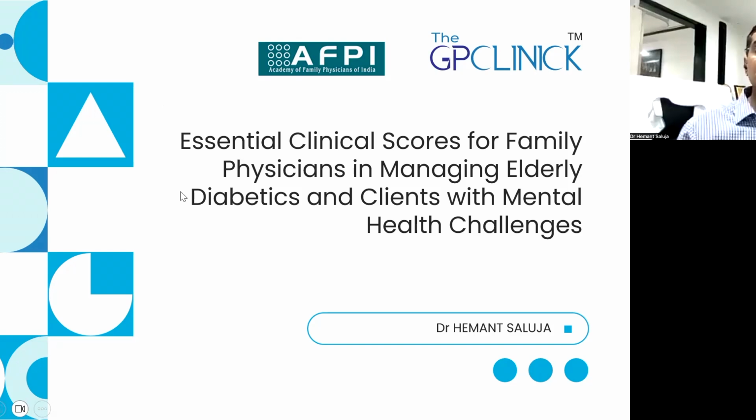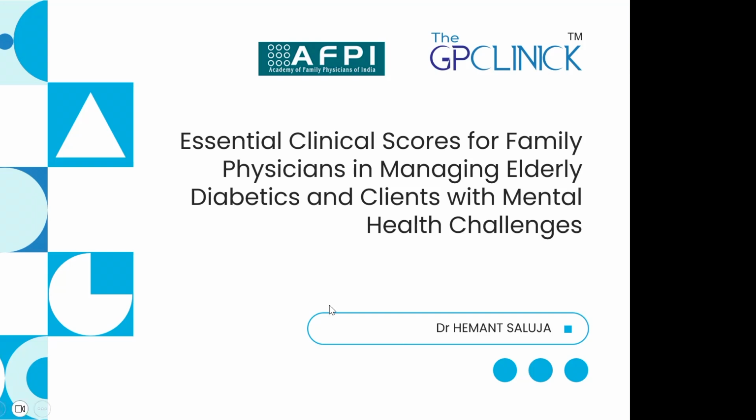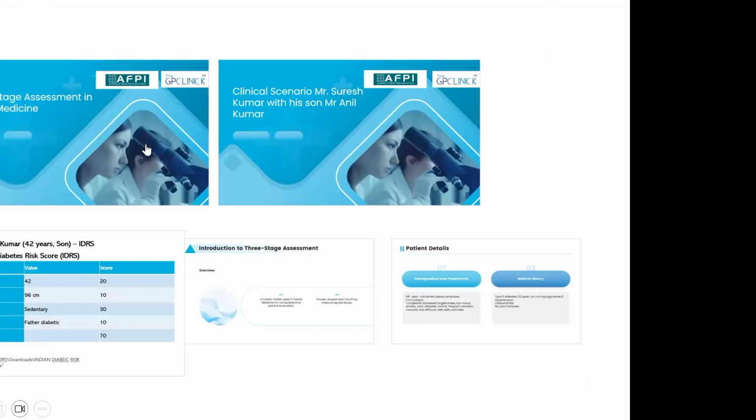So we shall today be discussing the essential clinical scores, which is called the primary toolkit for primary care physicians. I shall be dealing basically with the elderly people, the toolkits that we use for screening diabetics, and clients with mental health challenges. Although it has been my endeavor to cover most of the important scores, it is not possible to cover everything in the limited time that I was given. So I shall start.